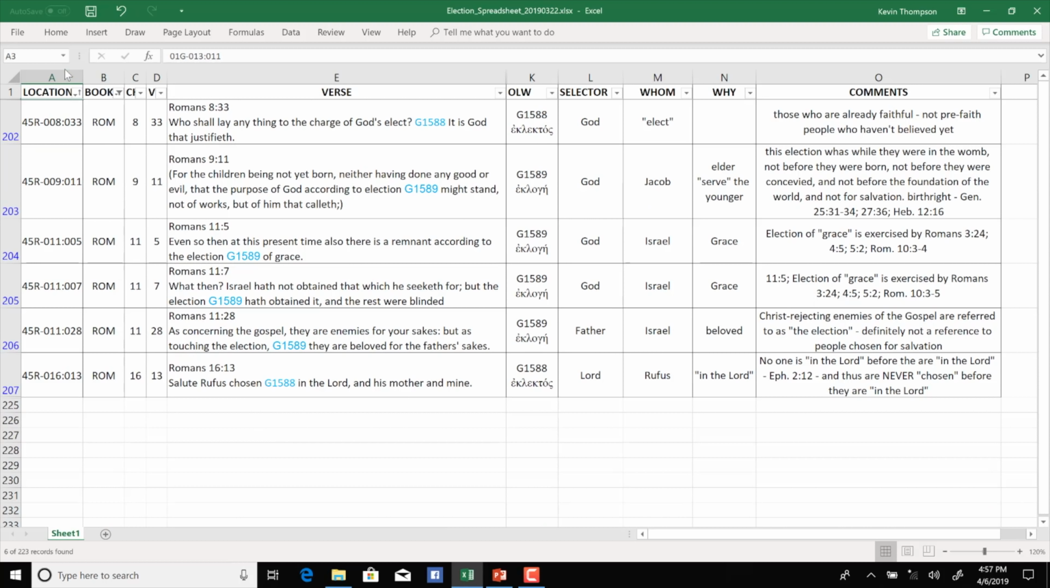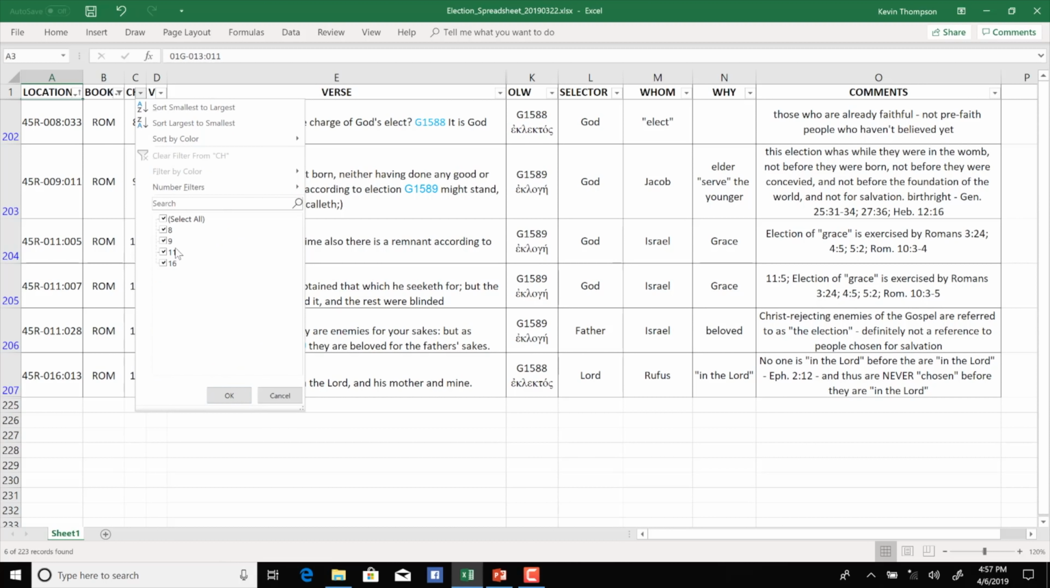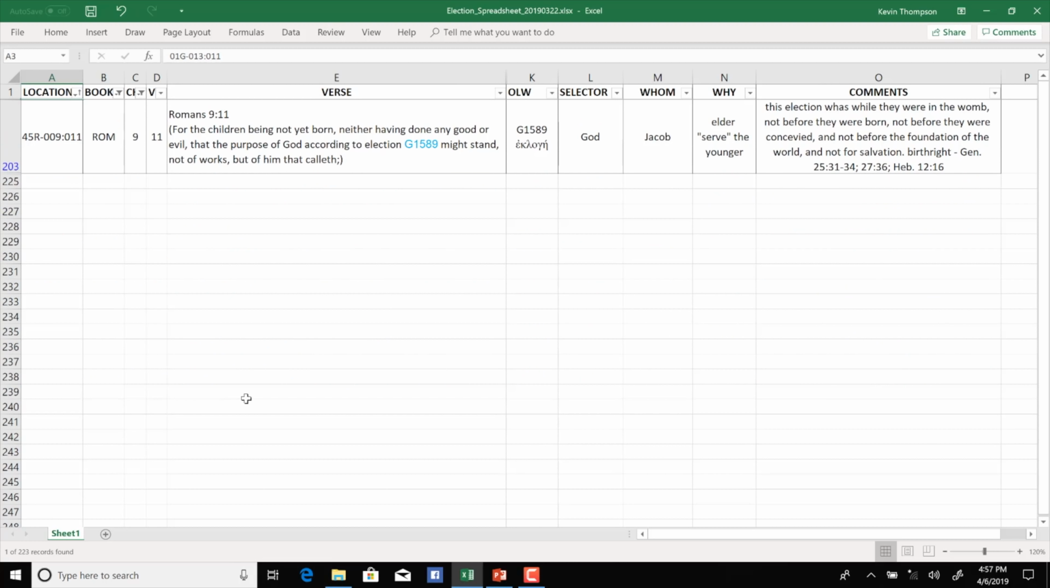And then say I can use the chapter here. Well, I just want Romans chapter 9. What are all the places that some form of the word election shows up in chapter 9? And there it is. I have one occurrence here. And sometimes when you do an analysis like this, it's amazing what's not there. Especially when you consider how this chapter is used, for example.